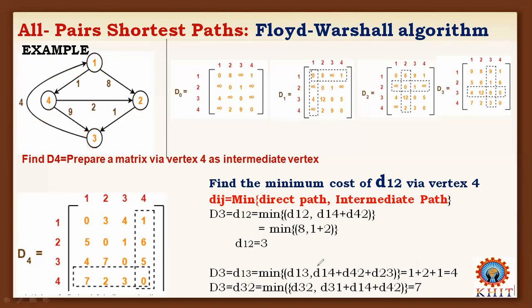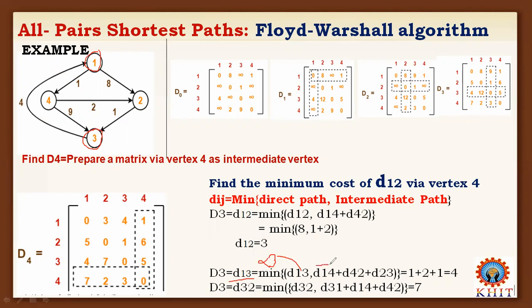If you want to calculate the distance from node 1 to node 3, there is no direct path existing, so you can consider that the direct path value is infinity. The direct path from 1 to 3 is infinity.